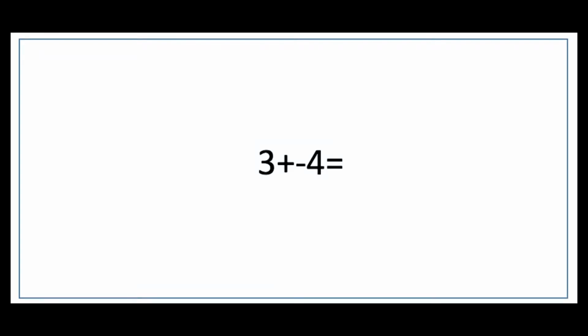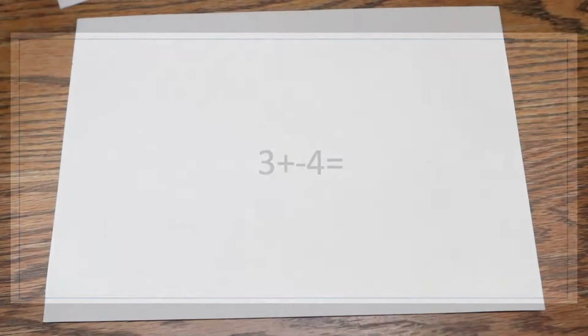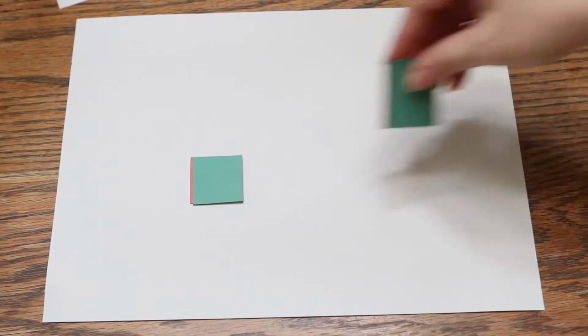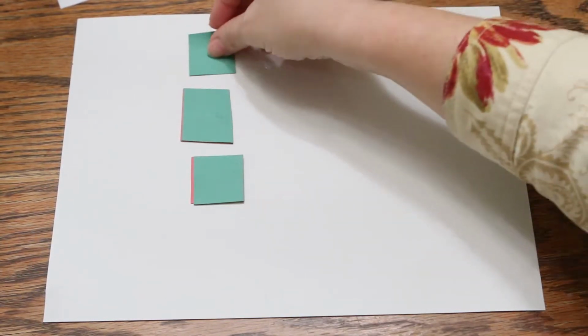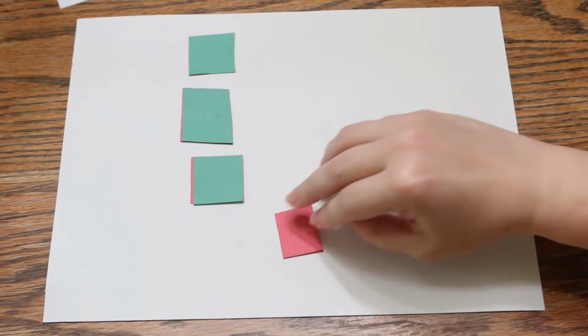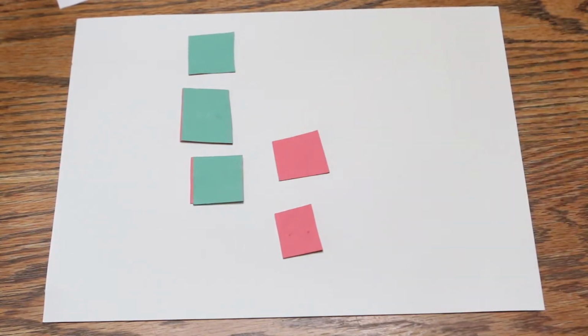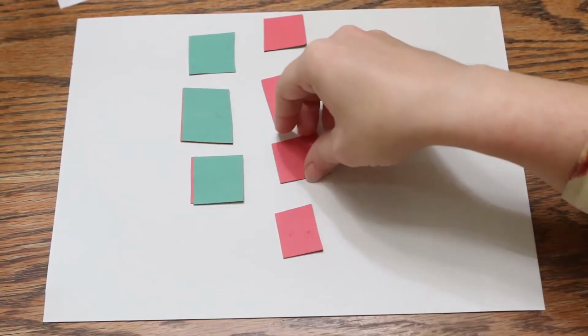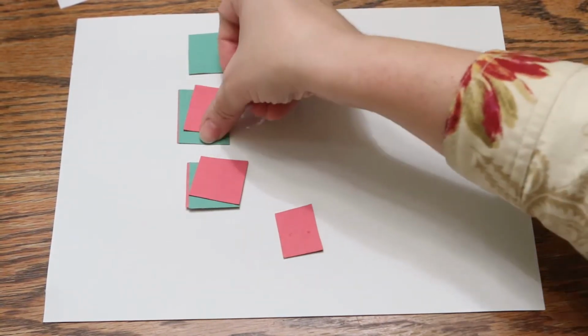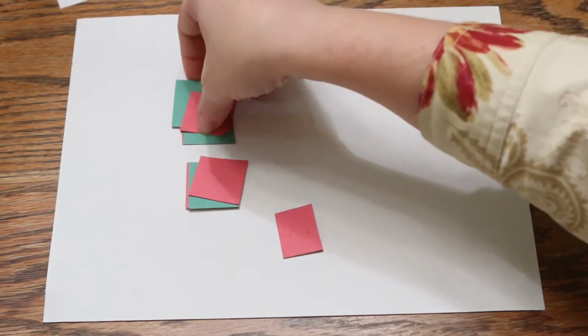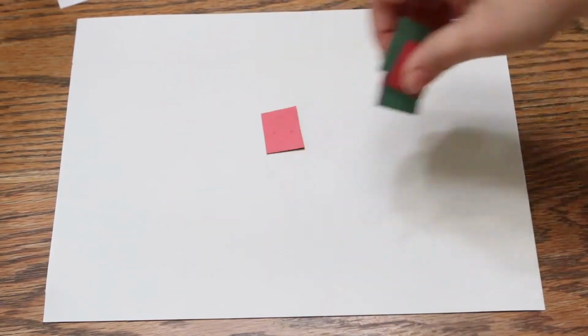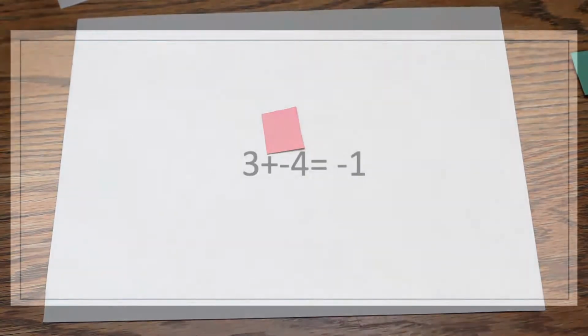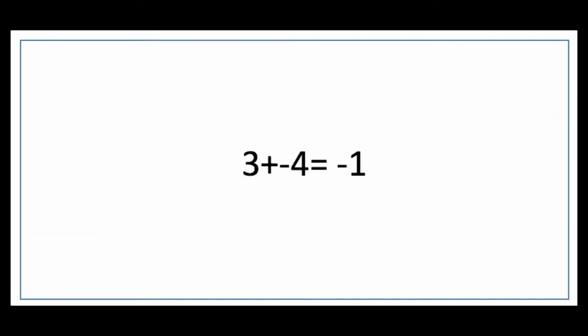Let's try the problem 3 plus negative 4. We'll start with 3 green tiles, positive 3, and add 4 red tiles, negative 4. The red tiles and the green tiles cancel each other out, and we're left with one red tile. Positive 3 plus negative 4 equals negative 1.